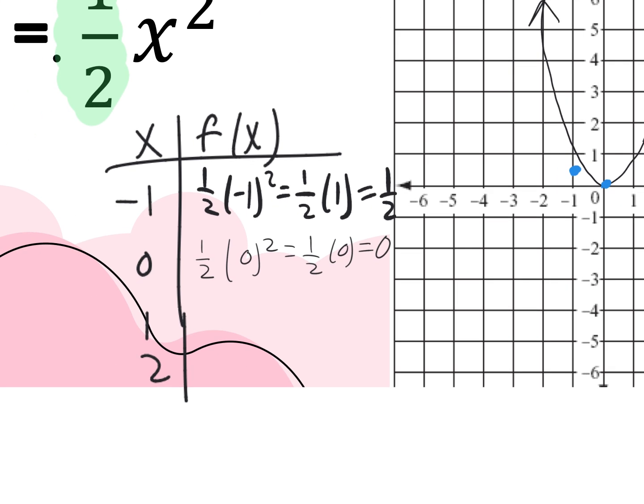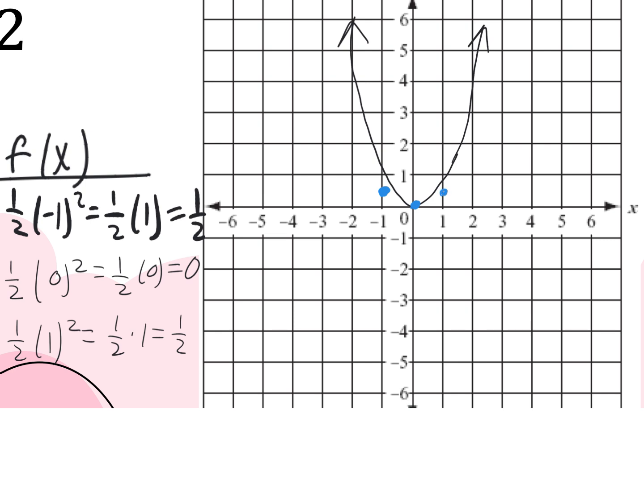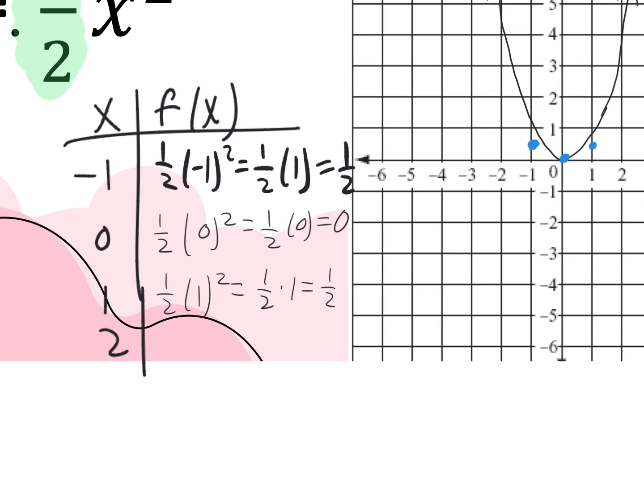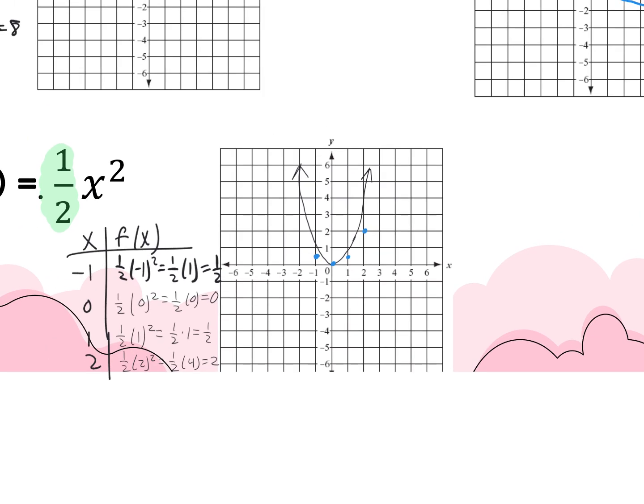We can do the same thing with 1. We get 1/2 times 1 squared. It's going to be 1/2 times 1, which is 1/2. Plot that point. And then do the same thing with 2. We get 1/2 times 2 squared, which is 1/2 times 4, and 1/2 times 4 is going to get you 2. So we can plot that point, and this should be enough to sketch your graph. Notice that it does, in fact, get shorter and wider. Something like that.